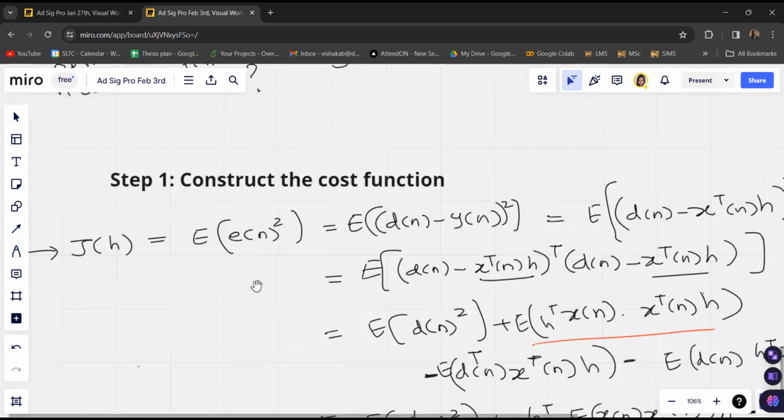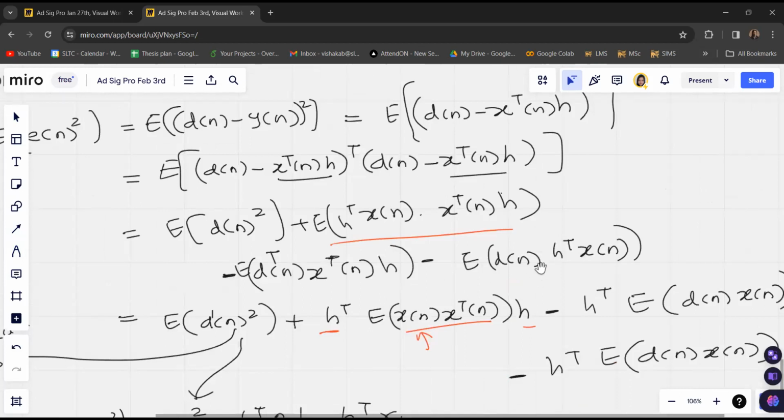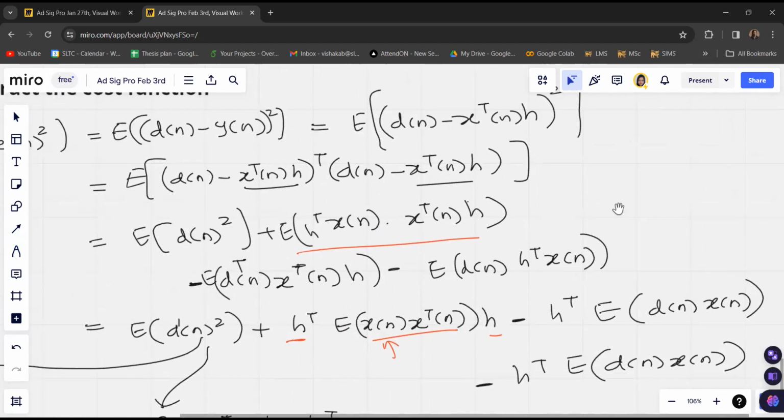After that, we consider the other two terms, the third and fourth terms, where we have a combination of the filter coefficients and the transpose of the desired signal and the input signal. If we consider taking out the filter coefficients, we can do so by taking the transpose of this entire term again, and then we can invert the position of these vectors. We can take the filter coefficient term to the front by taking the transpose of this entire expression.